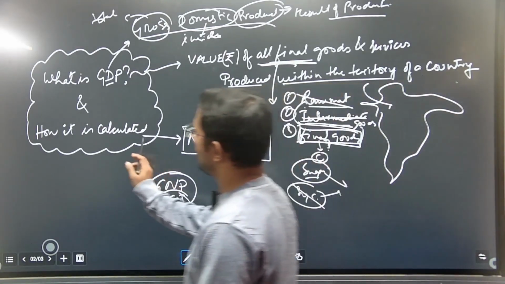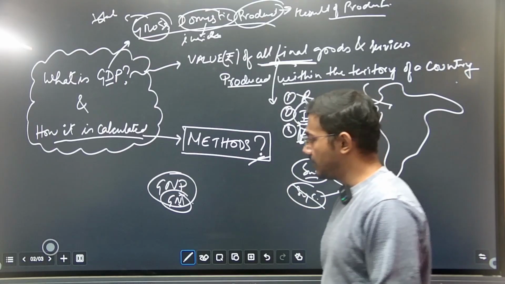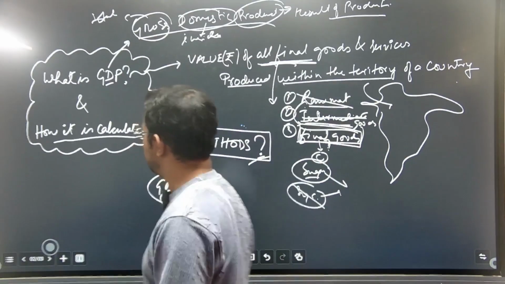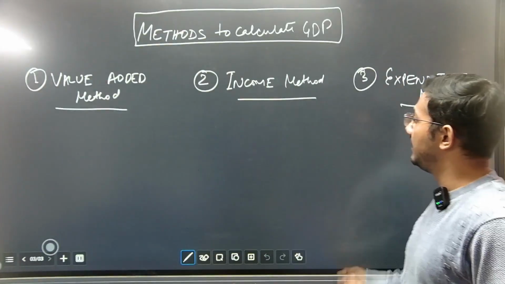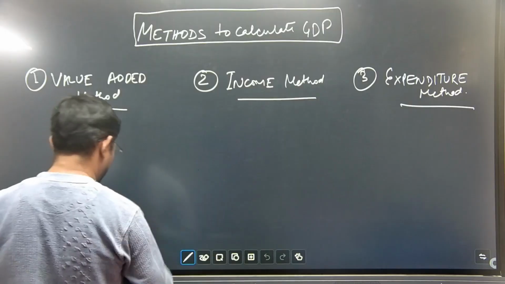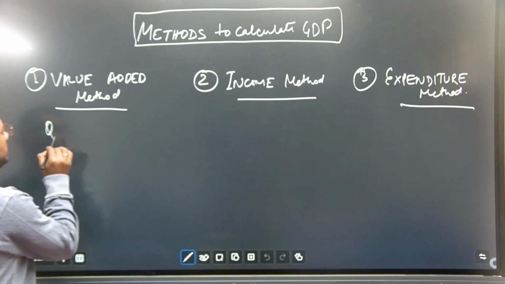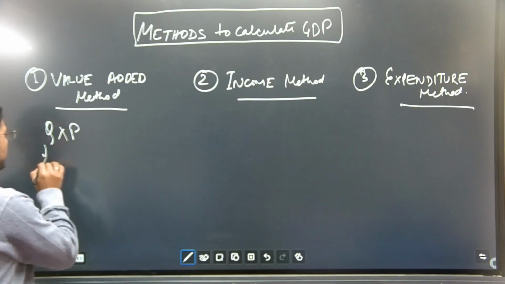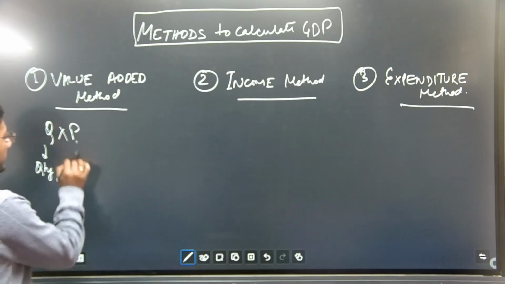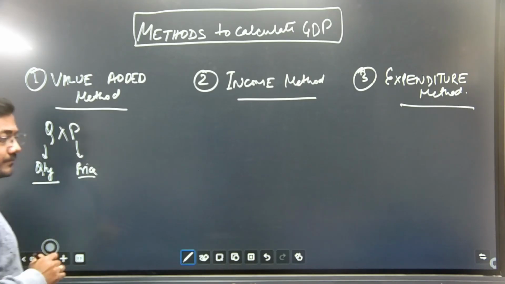Now we will see how GDP is calculated. So we are here talking about the methods to calculate GDP. Basically there are three methods to calculate GDP. First one is known as the value added method. This value added method has the formula Q into P. Q stands for quantity and P stands for price.